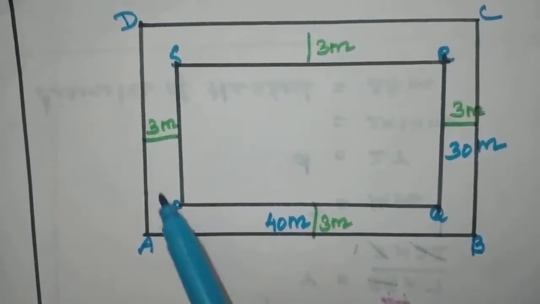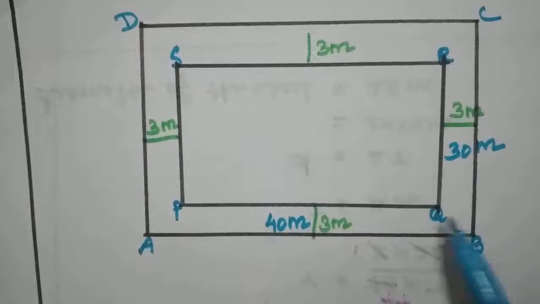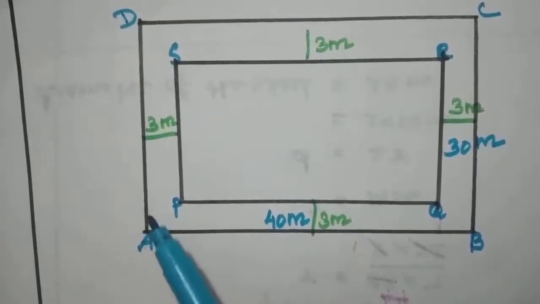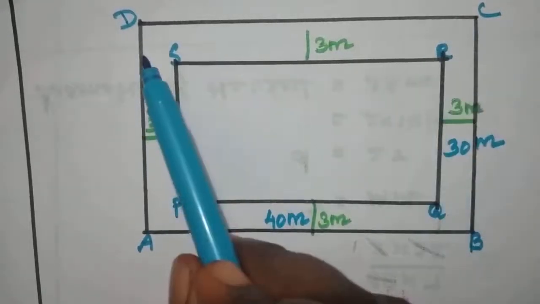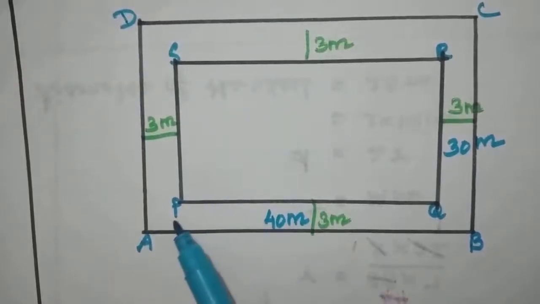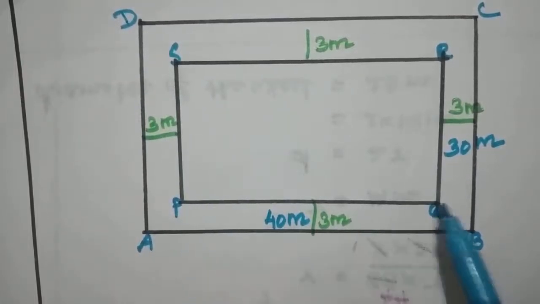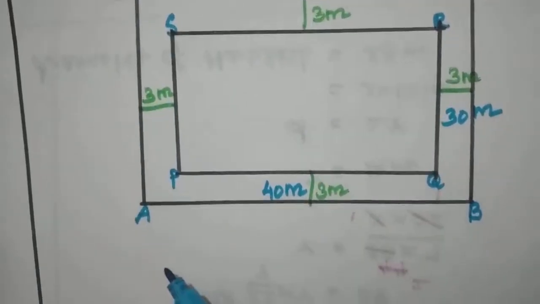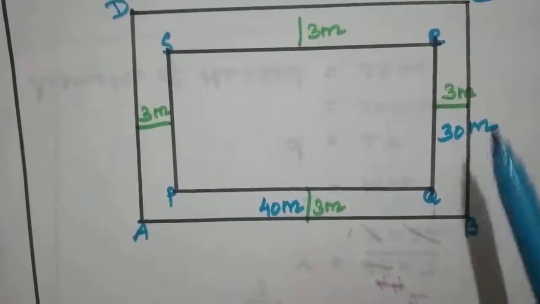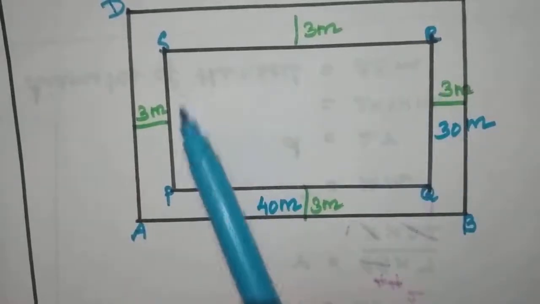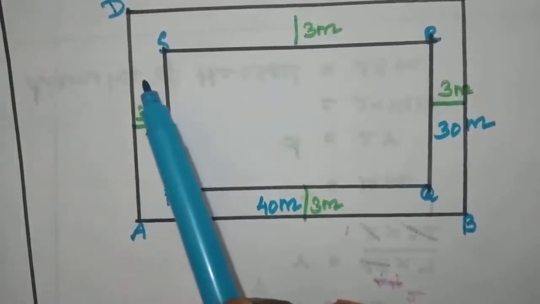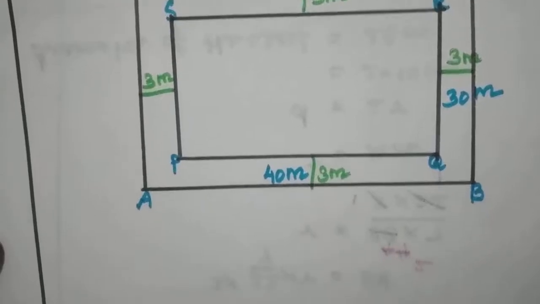Now in the question they ask you to find this area of the footpath. How do we calculate this area of the footpath? Yes, you have to find the area of the bigger rectangle ABCD, then the area of the smaller rectangle PQRS. Subtract that, area of ABCD minus PQRS. You will get the value of the area of the footpath. Is it clear, children? Yes.